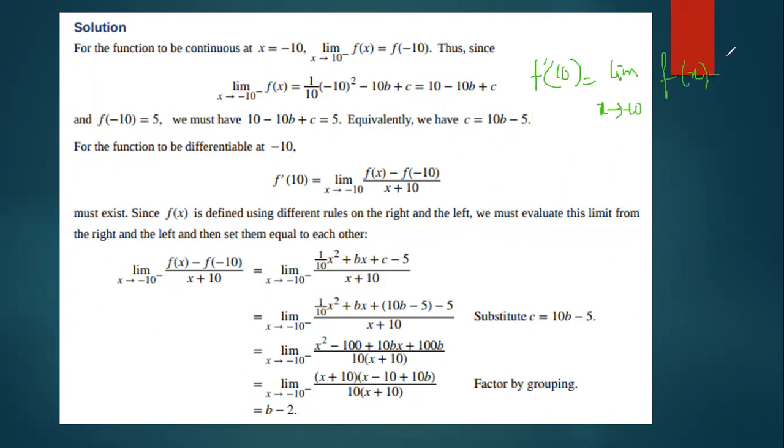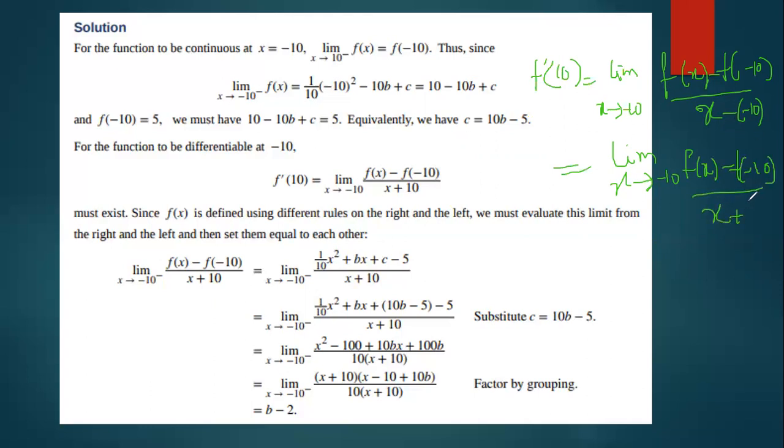x minus f of minus 10 divided by x minus of minus 10, because it is x minus minus 10. So it will be the limit as x approaches minus 10 of f of x minus f of minus 10 divided by, minus becomes positive, so x plus 10. So this is the x plus 10. Okay, so now I have to differentiate it.